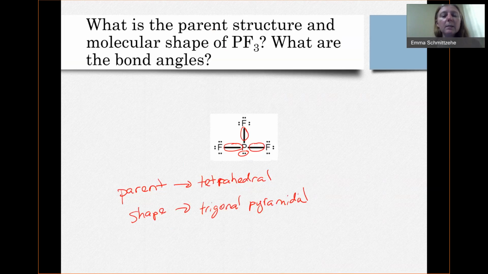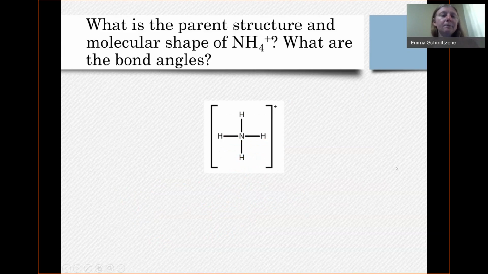And then this, remember, it's a tetrahedral structure, so the core bond angle is 109.5, but since we have that lone pair that pushes a little harder on everything else, it actually makes it a little bit less than that.